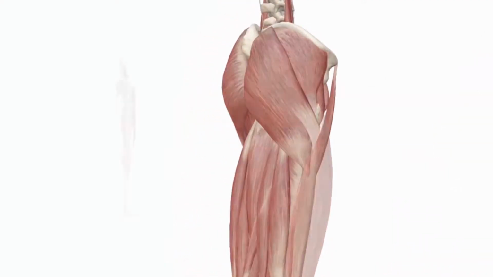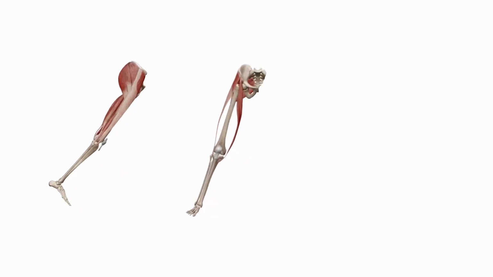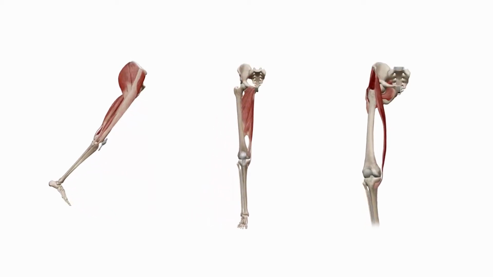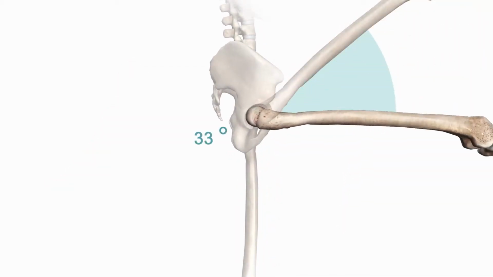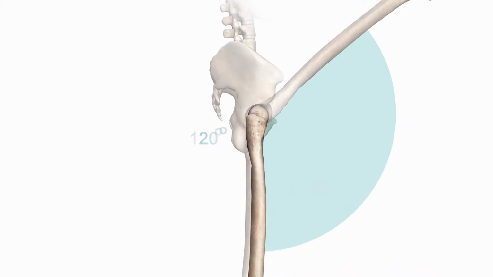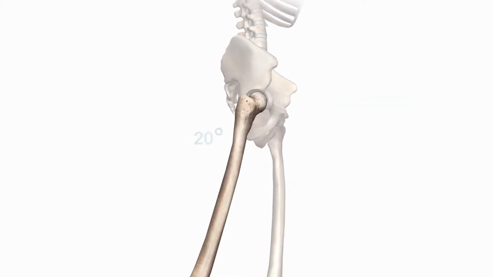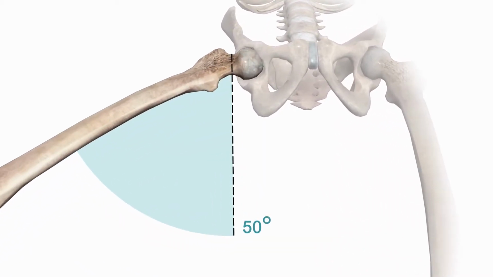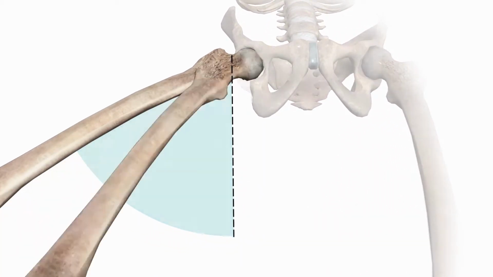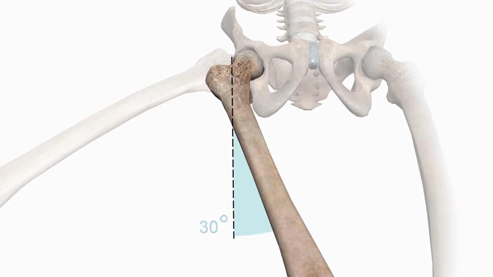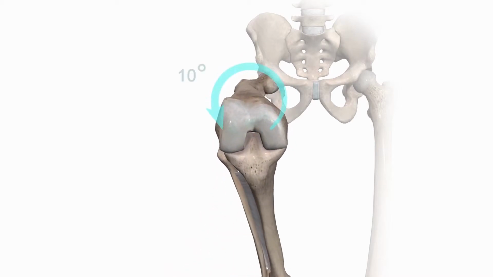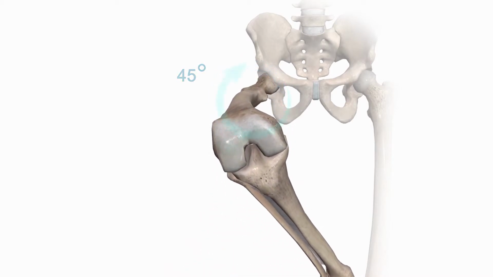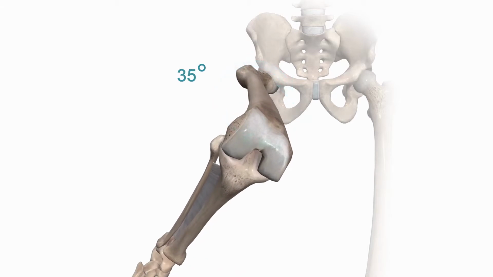That is, it moves in 3 different planes: sagittal plane flexion, extension, frontal plane abduction, adduction, and transverse plane external, internal rotation. In the sagittal plane, the hip flexes to 120 degrees and extends to 20 degrees. In the frontal plane, the hip abducts 45 to 50 degrees and adducts 20 to 30 degrees. In the transverse plane, the hip externally or laterally rotates 45 degrees and internally or medially rotates to 35 degrees.